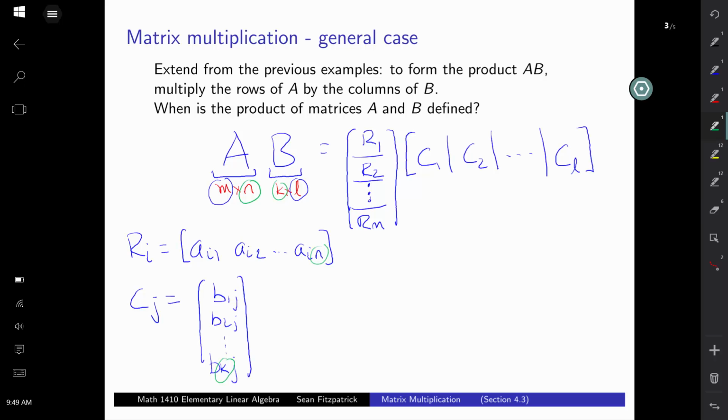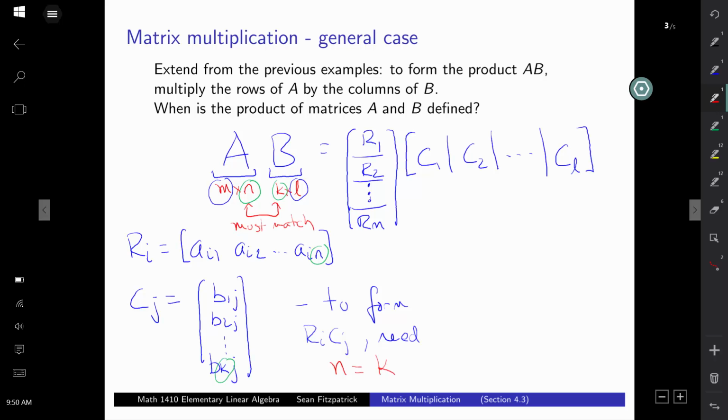And I want to form this product. In order to form these products, row I times column J, what do I need? I need the number of entries in my row to match up with the number of entries in my column so that every one of these A's has a corresponding B that it can multiply by. And that means I need N to equal K. Okay? So these guys here must match. Alright? Once I know that they match, I can form my product.